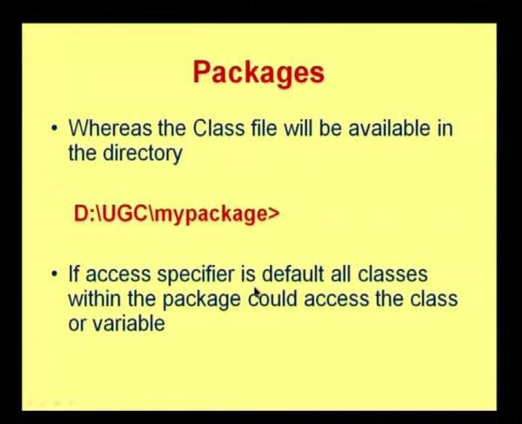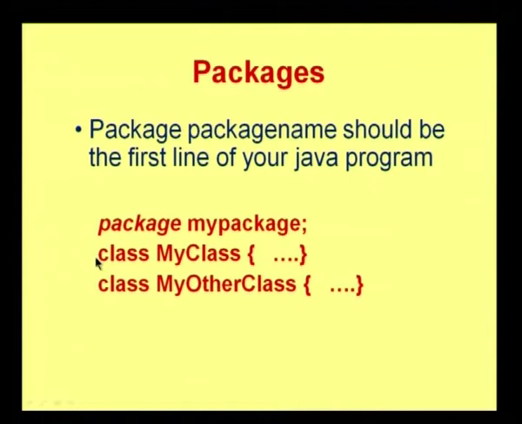If the access specifier is default, all the classes within the package could access the class or the variable. So already if your class is of type package specification, here I have not specified any access specifier, so it means that the default is package. So my class could be accessed from my other class and my other class could be accessed from my class.